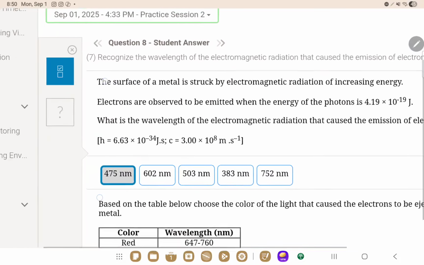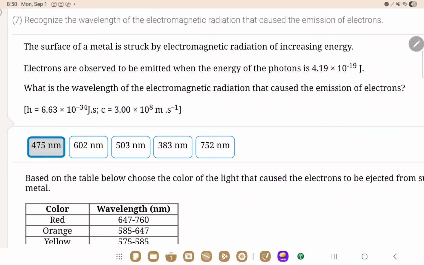Okay, so this question has to do a bit with physics, but it's chem. The surface of a metal is struck by electromagnetic radiation of increasing energy. The electrons are observed to be emitted when the energy of the photons is this. So they gave us the energy of the photons. What is the wavelength, lambda, of the electromagnetic radiation that's caused by the emission of electrons?